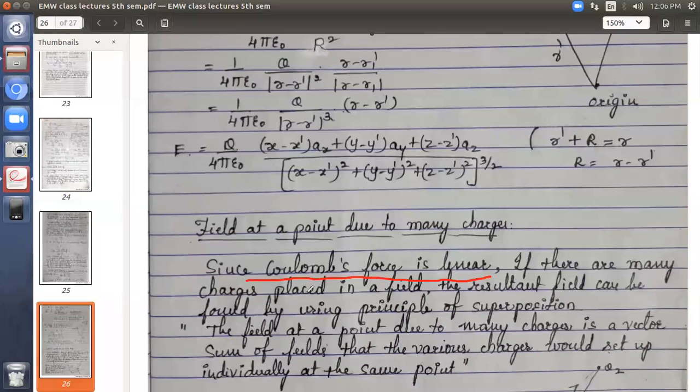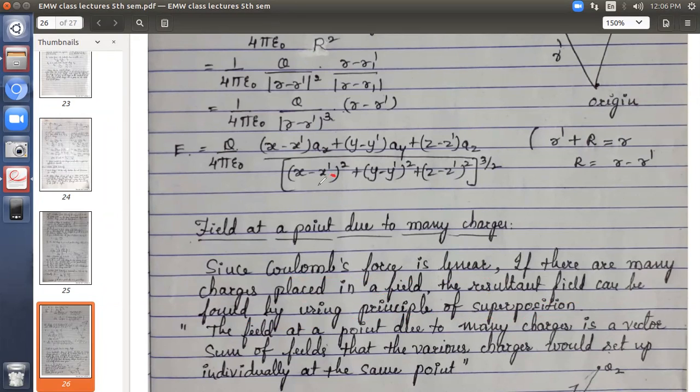If there are many charges placed in the field, then the resultant field can be found by using the principle of superposition. That means we have to find the individual fields, then add all together. Let me show you one example.